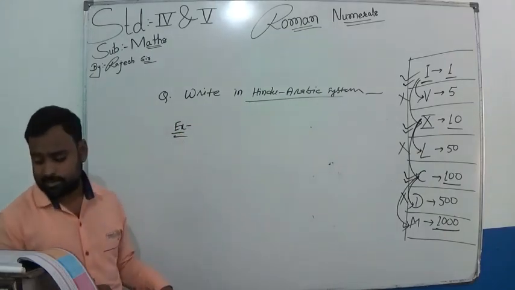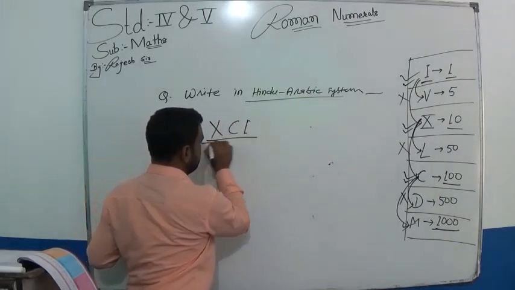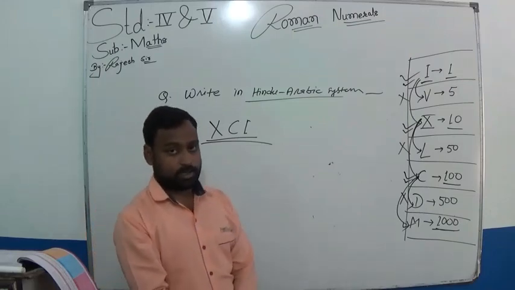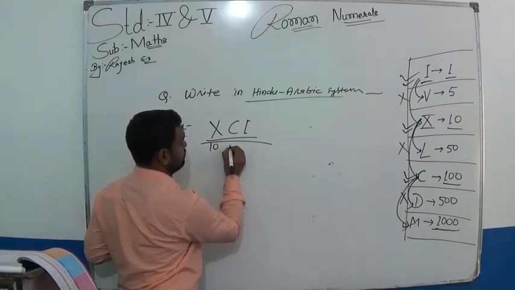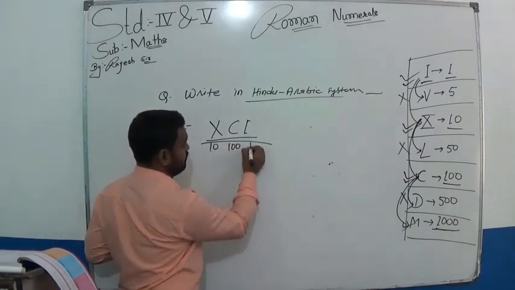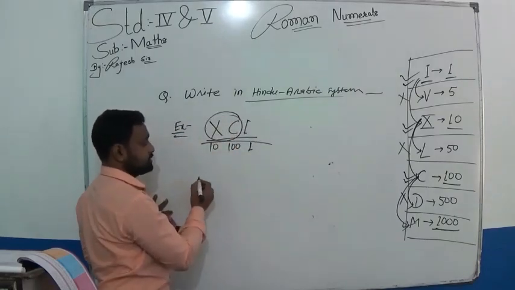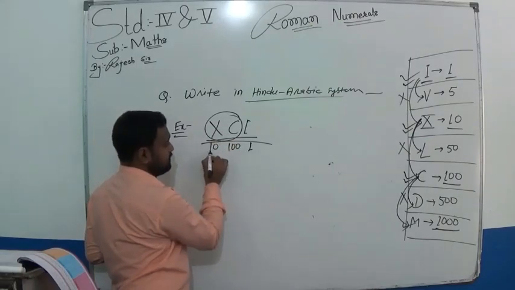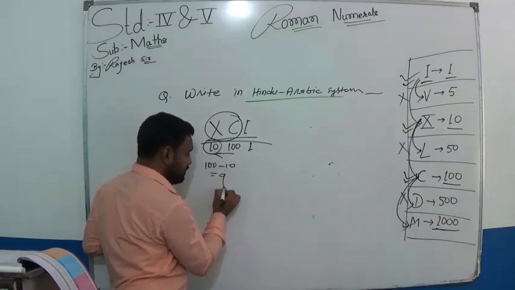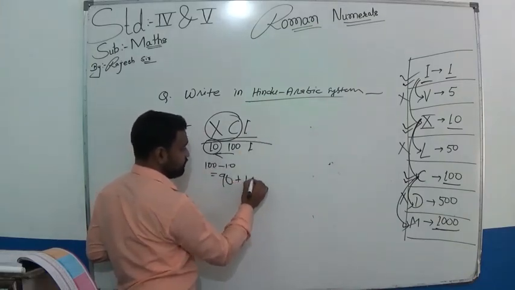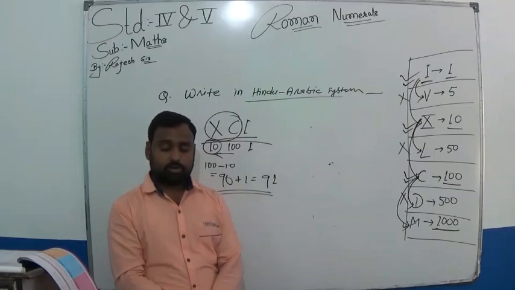I am solving one example from your exercise: XCI. See, X is 10, C is 100, I is 1. We have to focus on this. X is to the left of C, so it is 100 minus 10, which is 90, and plus 1. It is 91.